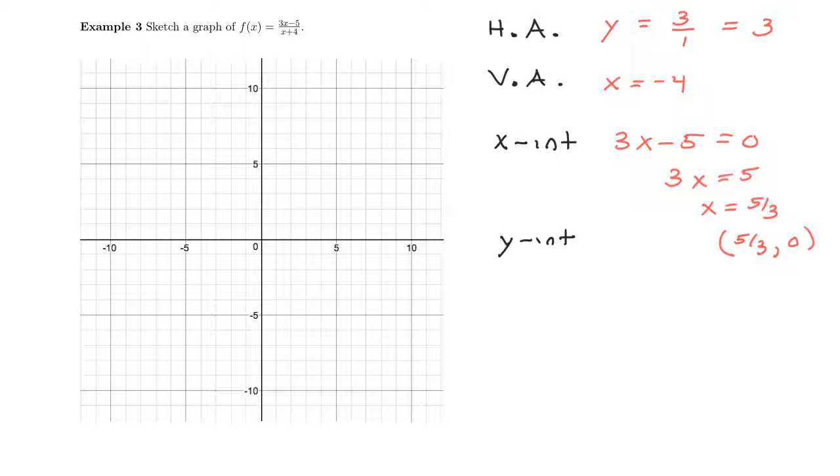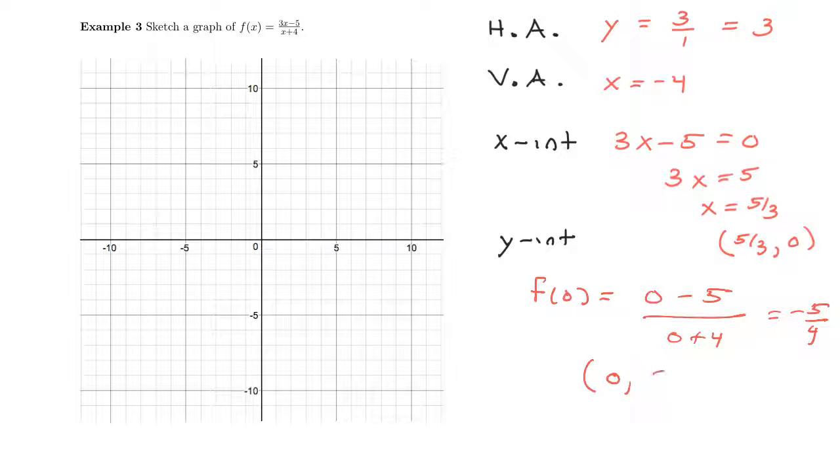And for the last thing, the y-intercept, we use the ratio of the last two terms. It turns out that the ratio of the last two terms is going to be the location of the y-intercept. The reason for that is you're taking the value 0 and plugging it into the function. What is left over is 0 minus 5 over 0 plus 4, and that's just negative 5/4. So this is the point 0 for x, negative 5/4 for y.